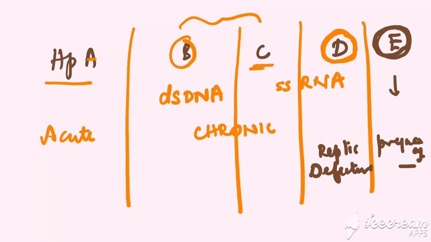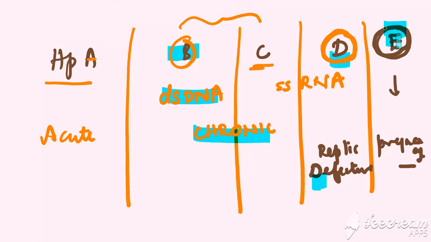I'll just summarize whatever I have told. Except for hepatitis B, which is a double-stranded DNA virus, the rest are all single-stranded RNA viruses. A is usually an acute infection. B and C can cause chronic infection, though they can also cause acute hepatitis. D for defective: hepatitis D is replication defective. It occurs as a co-infection or super infection with hepatitis B, and hepatitis E has a worse prognosis during pregnancy. These are certain points to remember.